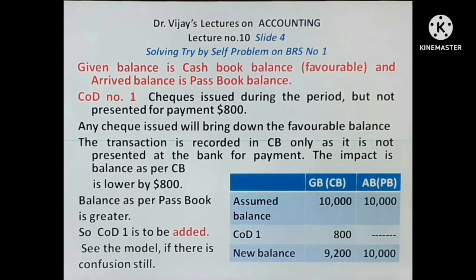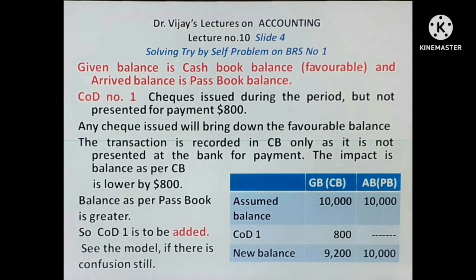Slide number 4 deals with cost of difference number 1 in problem number 1. The given balance is cash book balance, favorable balance, and the balance to be arrived is passbook balance. COD number 1 is check issued during the period but not presented for payment, $800. Any check issued will bring down the favorable balance in both the books. Here, the transaction is recorded in the cash book only. The check is not presented at the bank for payment, so the bank has not paid the money and not recorded in passbook.